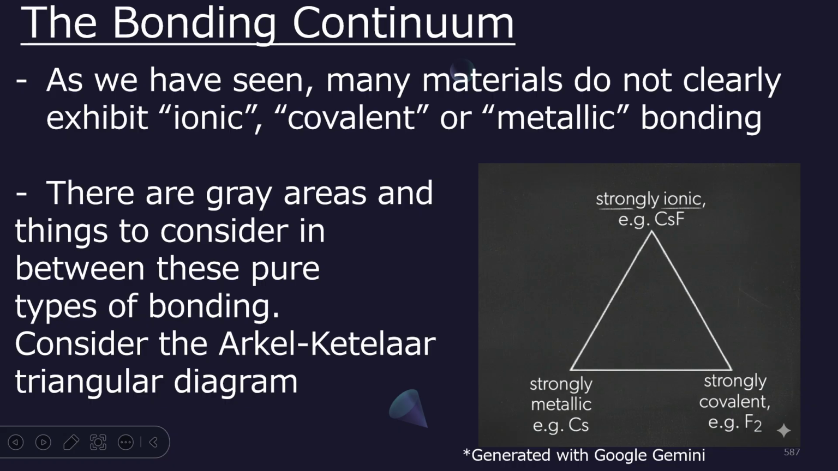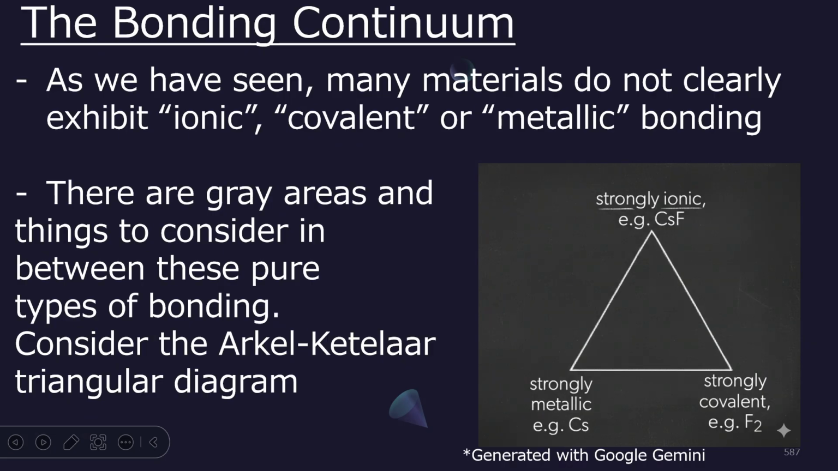It's shown here on the right without much detail, but on a basic level, you can have something that's strongly ionic, CsF, in the top corner for the ionic corner, purely ionic. You can have something that's very strongly covalent or purely covalent, like F2 in the right corner. Or you can have something that's strongly metallic, like Cs, cesium, in the bottom left corner. So it is called the Van Arkel-Ketelaar triangular diagram.